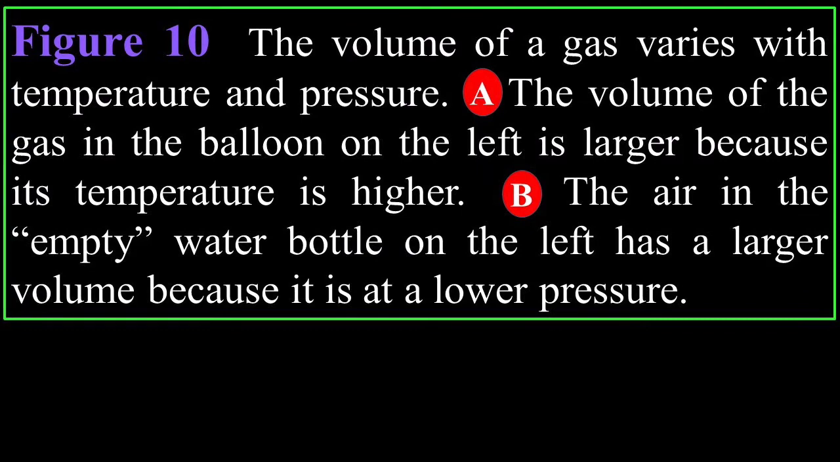Figure 10, the volume of gas varies with temperature and pressure. The volume of the gas in the balloon on the left is larger because its temperature is higher. B. The air in the empty water bottle on the left has a larger volume because it is at low pressure. This is the key. Volume is proportional to temperature. Greater the temperature, greater the volume.